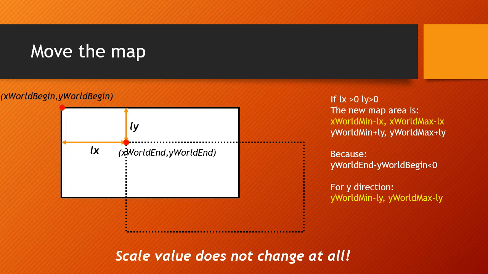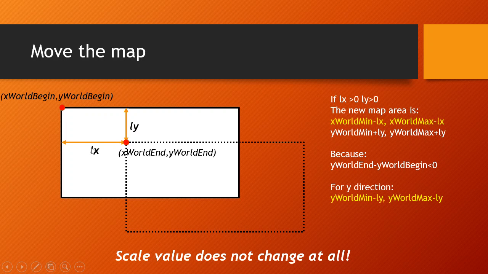After the moving process, the screen area we used to display the map doesn't change. I mean the screen top, screen bottom, screen right, screen left values are the same before the map moving process and after the map moving process. However, the map area after moving changed. It changed from this area to this new area.